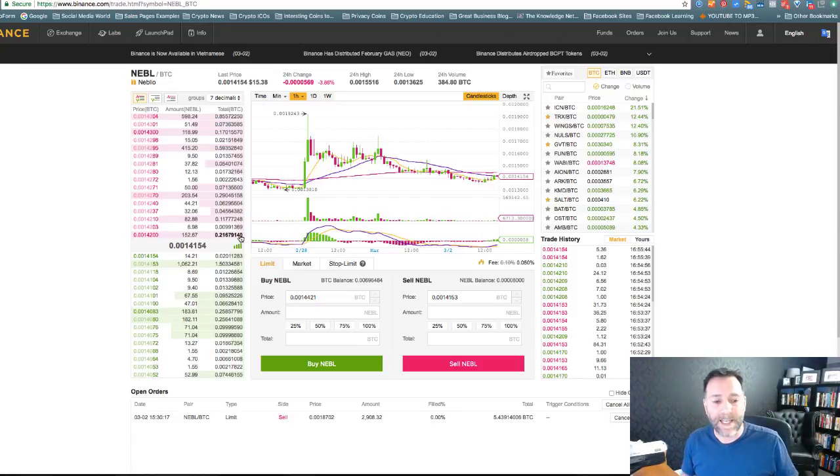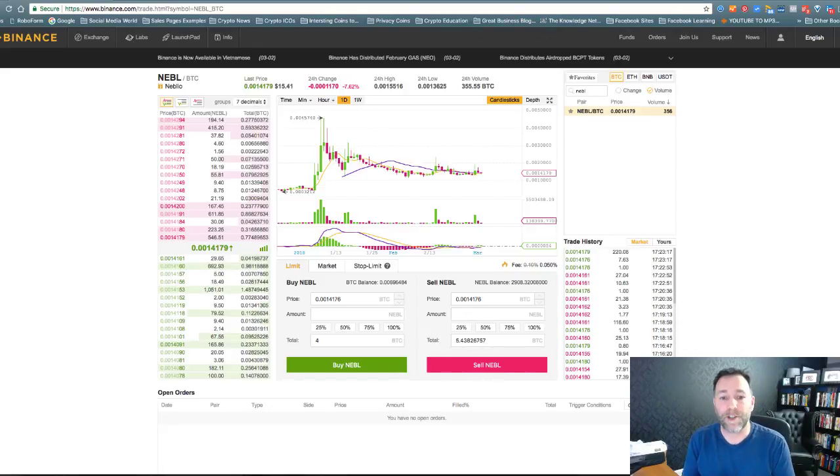So with this, as I said, it's not that liquid on Binance. So with this, I kind of trade big with 4 BTC. What I'm looking to do with Neblio is get 20,000 Satoshi in profit. So if I bought 3,000 Neblio, get 20,000 Satoshi, that's 60 million, which is 0.6 Bitcoin. So it only needs to go up by not that much, to be honest.